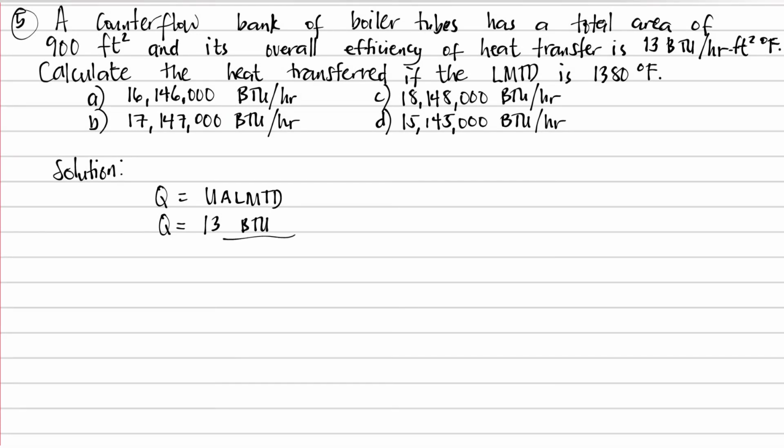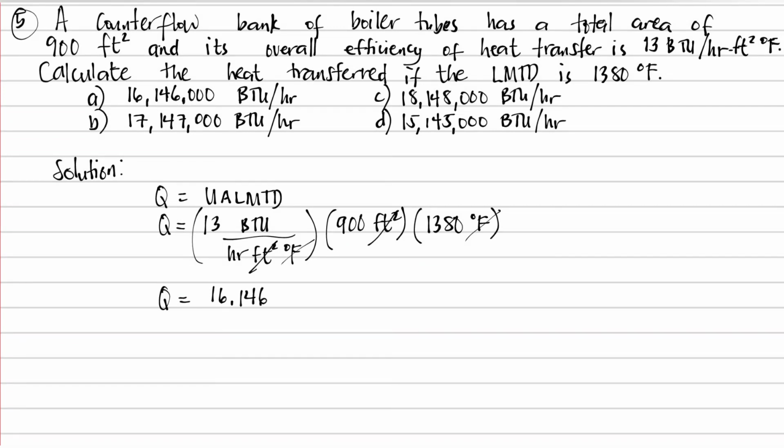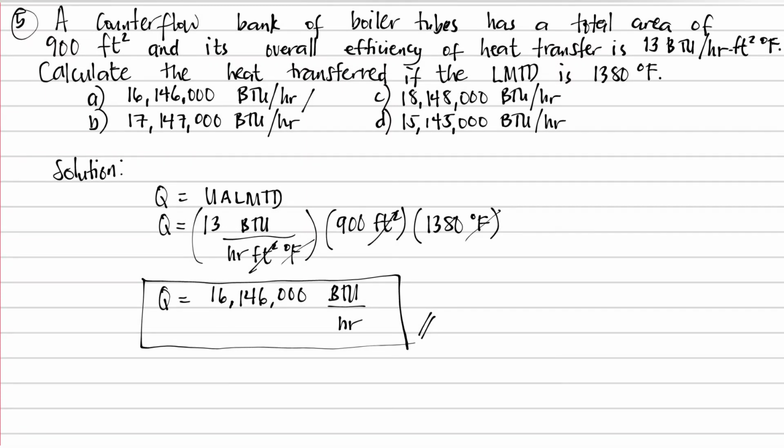BTU per hour, feet squared degree Fahrenheit, multiplied by the area, which is 900 square feet, and then multiplied by the LMTD, which is 1,380 degree Fahrenheit. So, cancel out natin yung magkakapares na units. Yung degree Fahrenheit, tanggal. And then, yung ating square feet. So, magiging final answer natin is 16,146,000 BTU per hour. So, this is our final answer for this problem. So, letter A. Ito yung ating sagot.